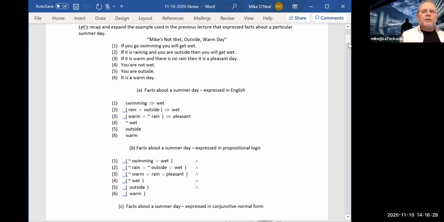Statement three, if it's warm and there is no rain, then we call that a pleasant day. And then you're not wet, you are outside, and it is warm. You'll notice from these logical arguments here that there's no sense of time, there's no sense of change.